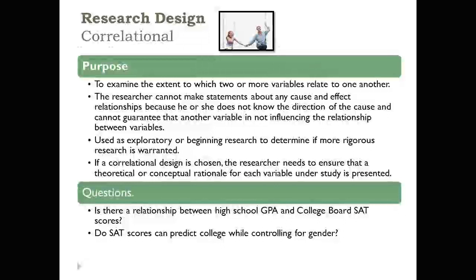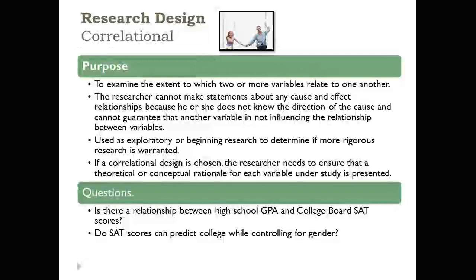Other examples of correlational studies may be, is there a relationship between high school GPA and College Board SAT scores? We know in the research that some research says there is and some research says there isn't. If you choose to do a correlational design, it's important that you recognize that you cannot speak in terms of cause and effect.